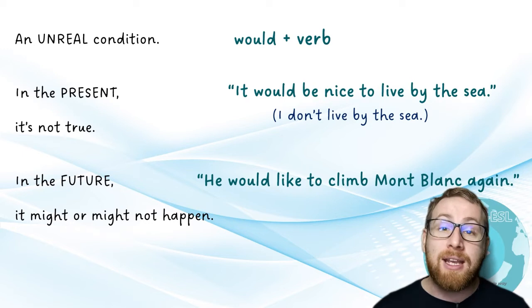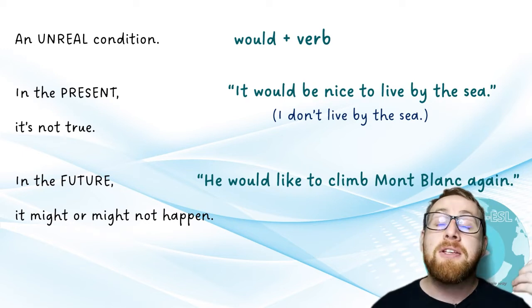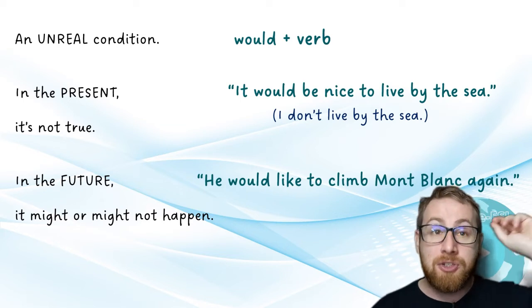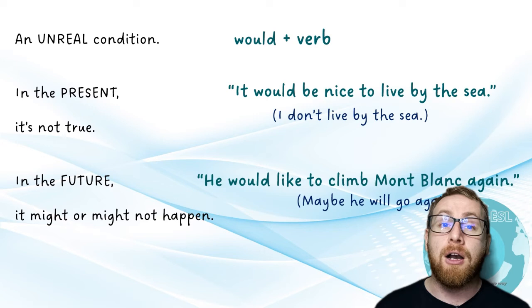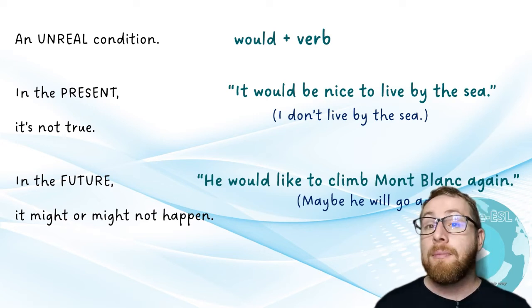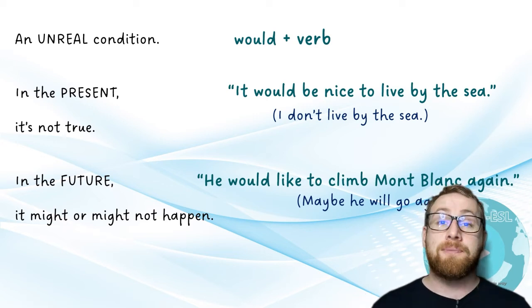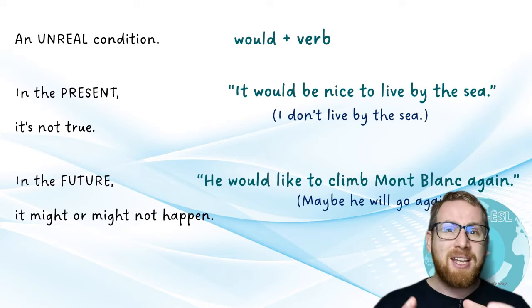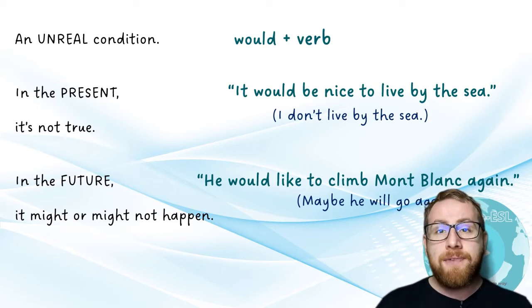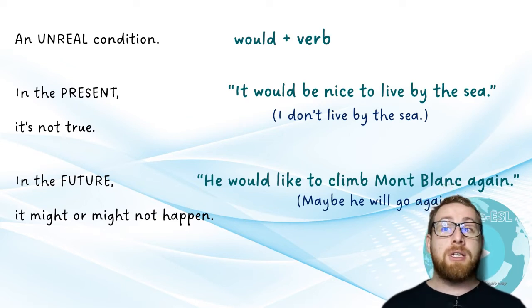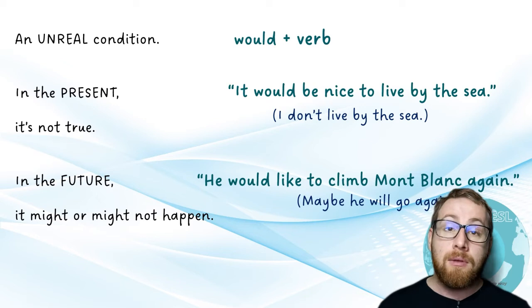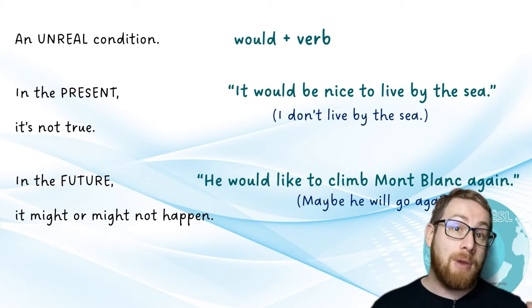I would like to climb Mont Blanc again. This is an example. Something the person, he would like to climb the mountain again. Now, he might go, he might not. It's in the future, he might go. So what would you like to do in the survival situation? I would like to build a shelter. We might build a shelter, we might not. We will only find out as time goes on.